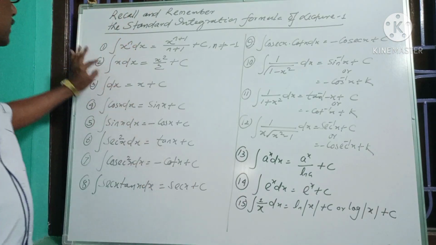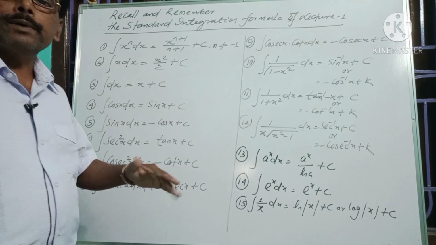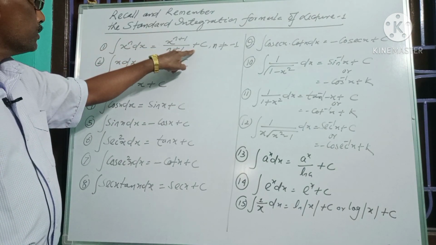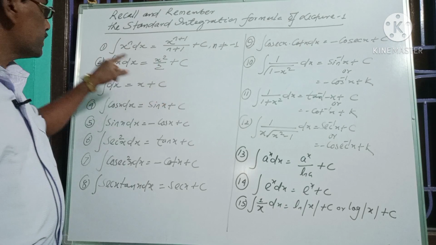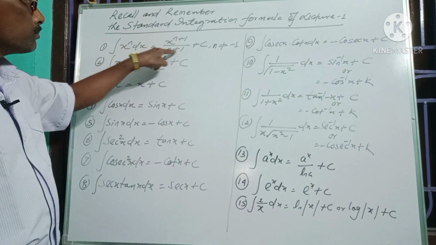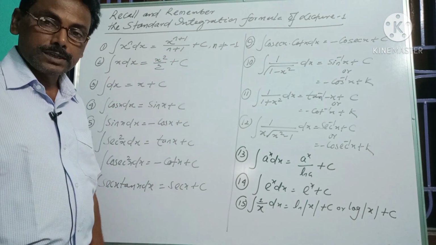The first formula is integration of the power function x to the power n. We know the derivative of x to the power n plus 1 by n plus 1 plus c is equal to x to the power n. So integration of x to the power n with respect to x is x to the power n plus 1 by n plus 1 plus c, where c is the constant of integration.